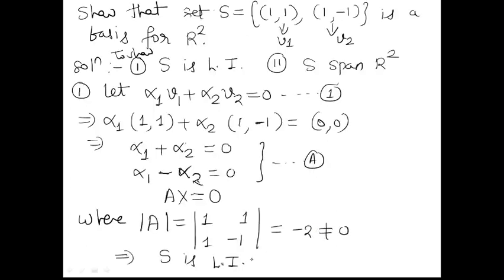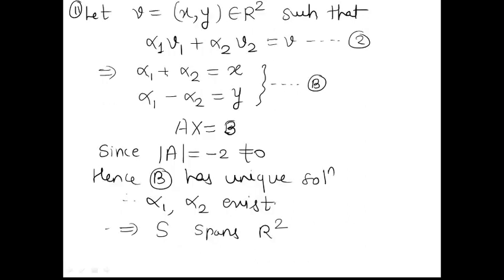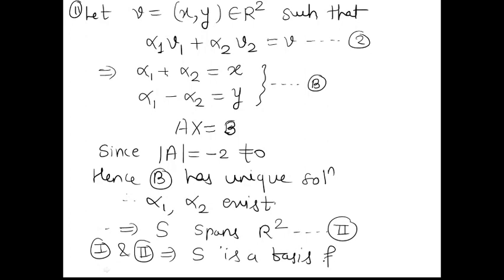So what have we shown? We have shown that S is linearly independent and also S spans R square. So results 1 and 2 imply S is a basis for R square. I hope the problem is clear to all. In the next video lecture, we shall see some interesting and a little bit more complicated examples.